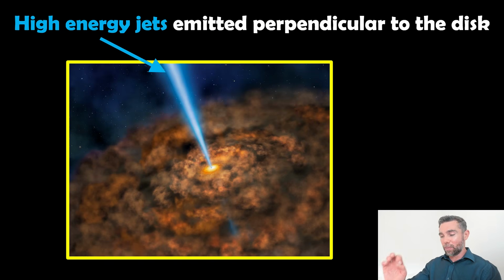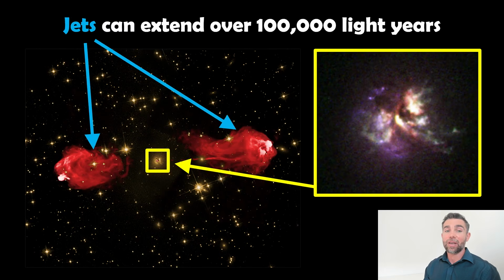And when that material is falling onto the supermassive black hole, you then get these high energy jets emitted perpendicular to the disk. So these very high energy relativistic jets are perpendicular to this disk. And this is very important for what we're going to discuss about the radio galaxies, basically.